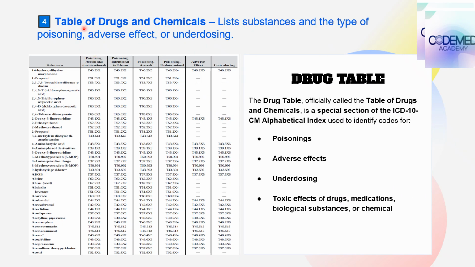So the next comes the table of drugs and chemicals. The drug table, officially called the table of drugs and chemicals, is a special section of the ICD-10-CM alphabetical index used to identify the codes for poisoning, adverse effect, underdosing, toxic effect of the drugs, medication, biological substance, or the chemical. So you will see the names of the substances written, and here you will see that some columns are for poisoning, then there is a column for underdosing, adverse effect, and so this is the table of drugs.